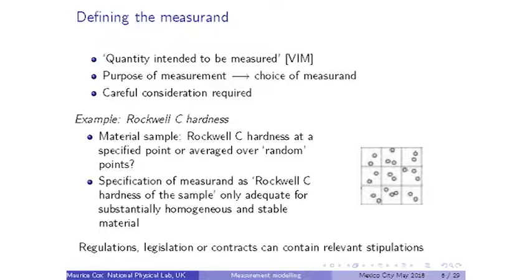The first step in developing a model is to define the measurand. This, you might think, is obvious, but we have to be very careful in defining or specifying the measurand. The measurand, according to the VIM, the International Vocabulary on Metrology, is the quantity intended to be measured. Note the wording, intended to be measured.